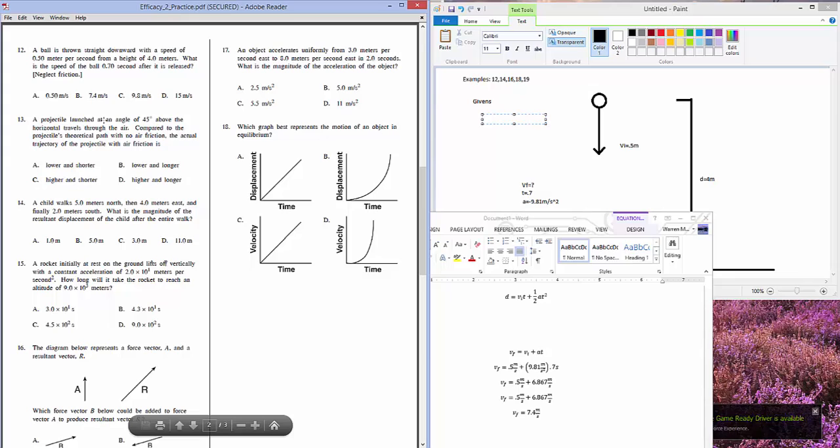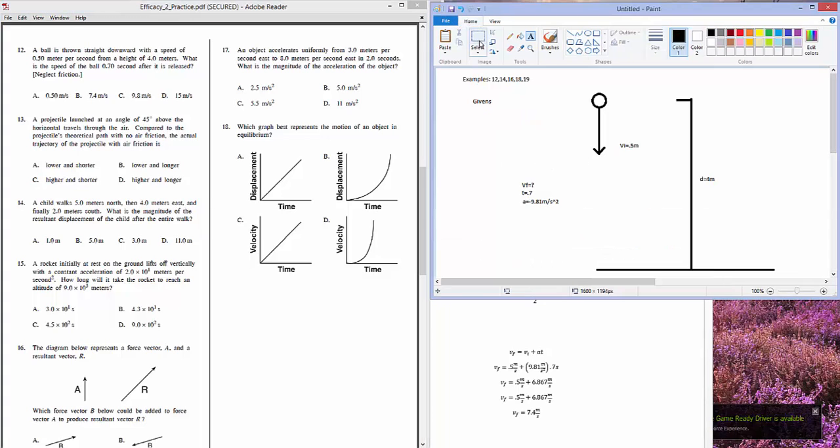Okay, question 14. Here's an easy one to do if you know how to draw it. It says a child walks 5 meters north, then 4 meters east, and finally 2 meters south. What is the magnitude of the resultant displacement of the child after the entire walk? Right, so let's clear off all this stuff. Don't need any of that.